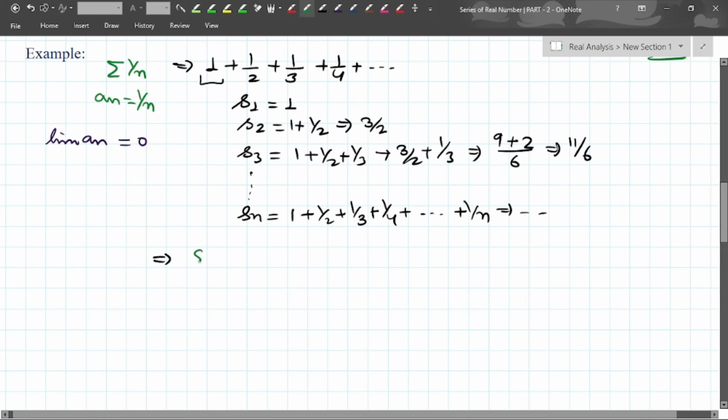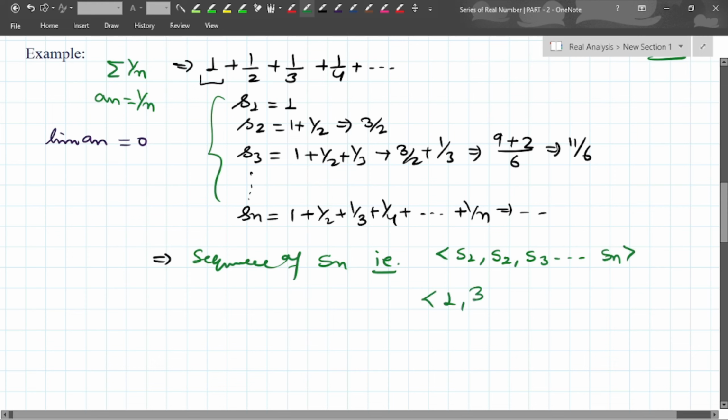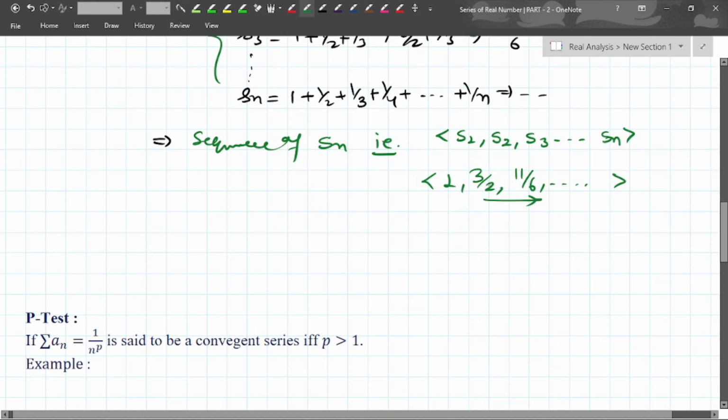Now write the sequence. Write the sequence of Sn. It means S1, S2, S3 up to Sn. Whatever you have, find the sum. This is called the partial sum. So it is 1, 3 by 2, 11 by 6. And if we solve this, the sequence is divergent. If we look, this sequence has some pattern.